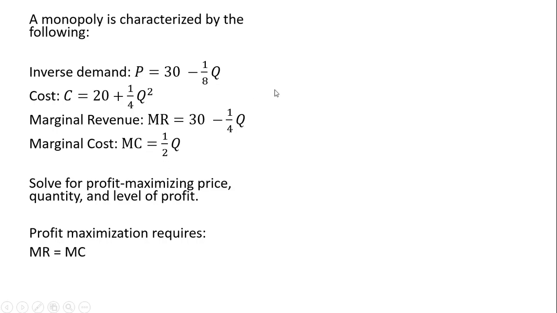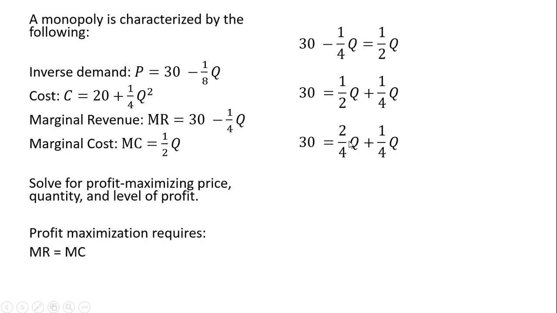We're just going to set both of these equations equal to one another, which I do over here. Now we've got one equation and one unknown, and we're going to solve for Q, the quantity of the monopolist output. So adding 1/4 Q to both sides of the equation, we get the following. Then simplifying the right-hand side of the equation, getting a common denominator, we'll get 3/4 Q on the right-hand side.